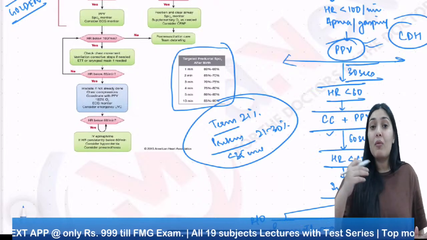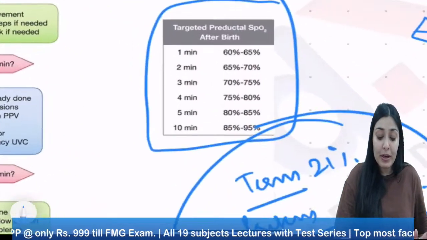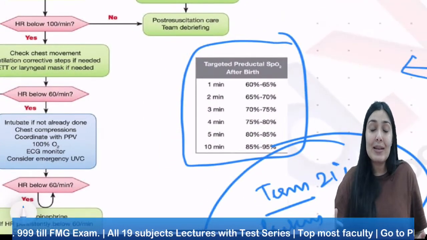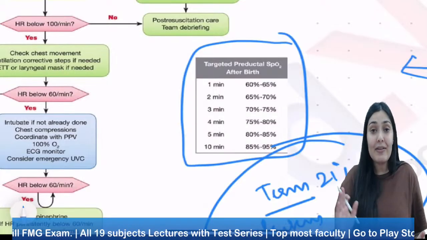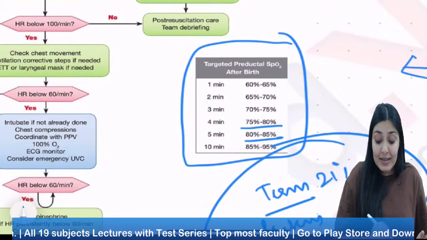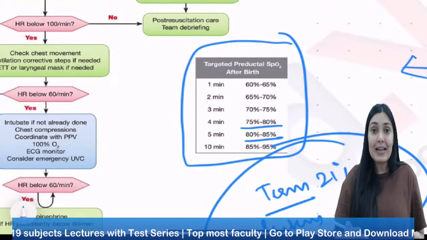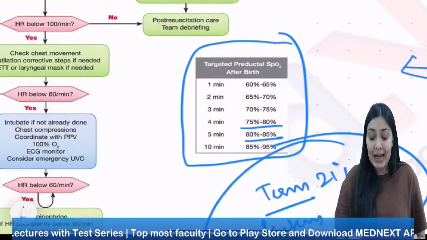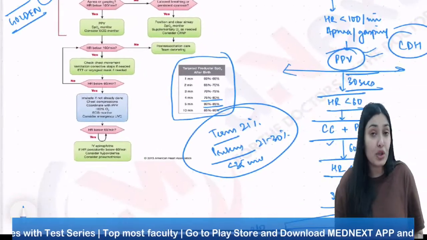Very easy to remember: 1 minute, 2 minute, 3 minute, 4 minute, 5 minute, 10 minute. You start with 60%, 60 to 65, 65 to 70, 70 to 75, 75 to 80, at 5 minutes 80 to 85, and then the last lap, 85 to 95. Depending upon the target saturation, we will titrate this oxygen.